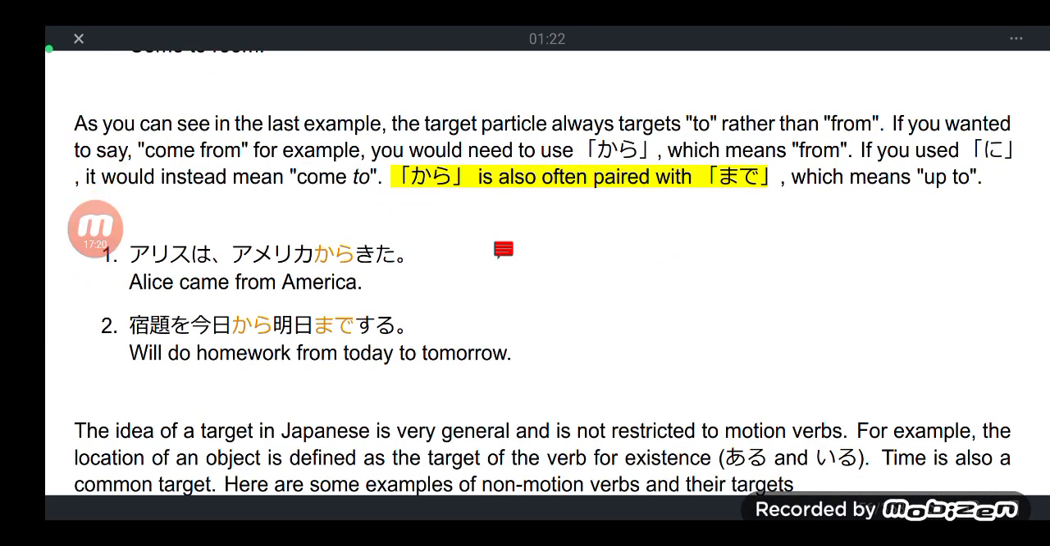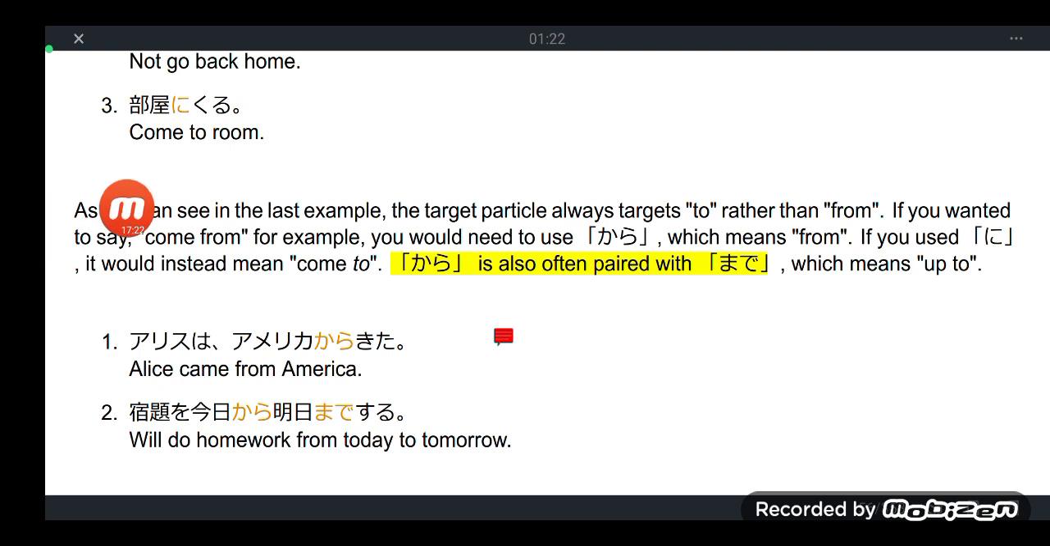As you can see in the last example, heiya ni kuru, heiya ni kuru. As you can see in this example, the target particle always targets to rather than from. If you wanted to say come from, for example, you would need to use kara, which means from, to specify origin. If you use ni, it would instead mean come to.